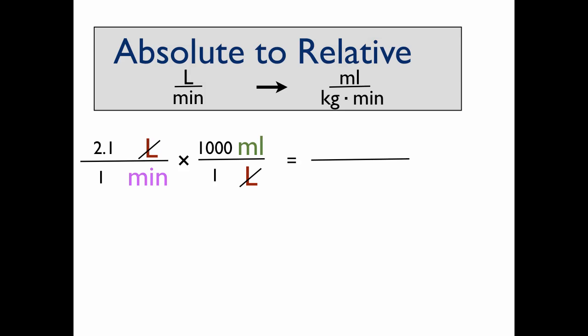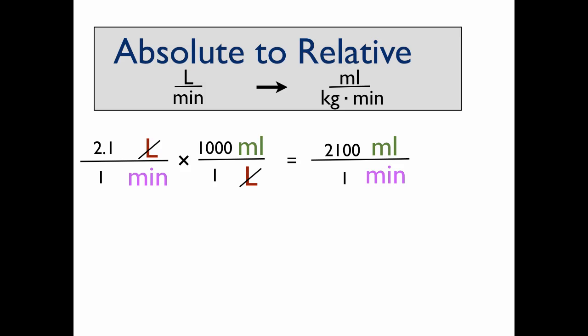Once we cancel out the liters, we're going to be left with milliliters per minute if we stopped at this point. So how this works is I take the top numbers, the numerators, 2.1 times 1,000, and I multiply them out. That gives me 2,100. And I multiply out the bottom numbers, which is 1 times 1, which is 1. So if I stopped at this point, I'd end up with 2,100 milliliters per minute.